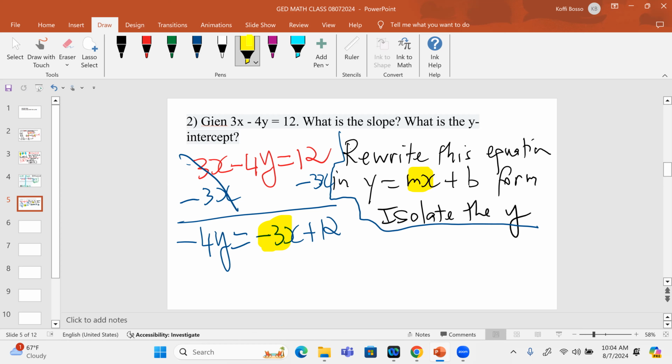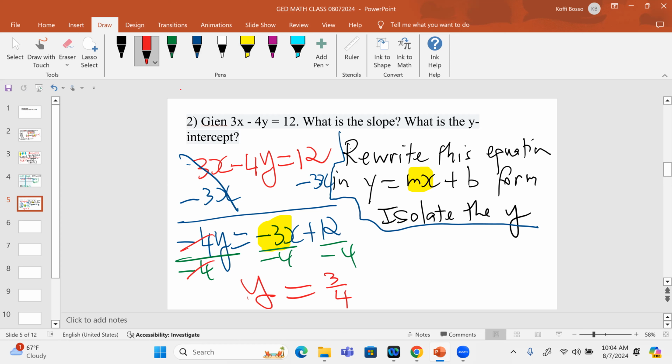We divide by negative 4. We divide everything by negative 4 because we want to get rid of the negative 4. Negative 4, negative 4, negative 4. That's what we do now. So the negative 4 cancels with this negative 4. You have y alone is equal to negative 3x over negative 4. How can we simplify a little bit? So it's going to be 3 over 4. What is 12 divided by negative 4? Negative 3. So we have y equals 3 over 4x minus 3. We just rewrite 3x minus 4y equals 12 in that form.